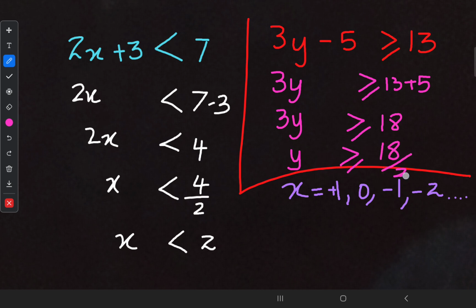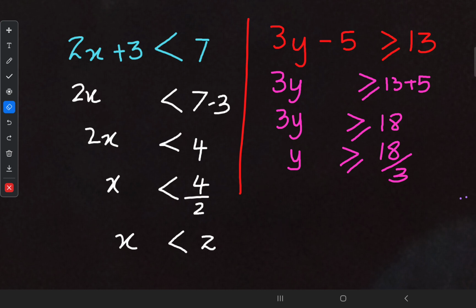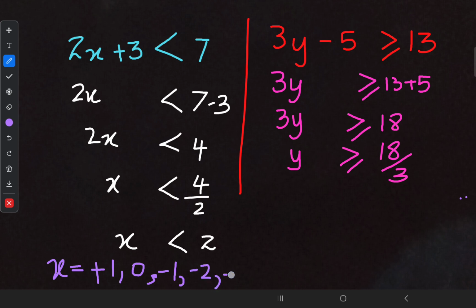I'll write the remainder of this one here. This answer belongs to this. Wait, I'll write that one here, otherwise we will get confused. The outcomes for the previous question: we found the x outcomes. Possible x outcomes are 1, 0, -1, -2, -3, likewise, in a decreasing manner.